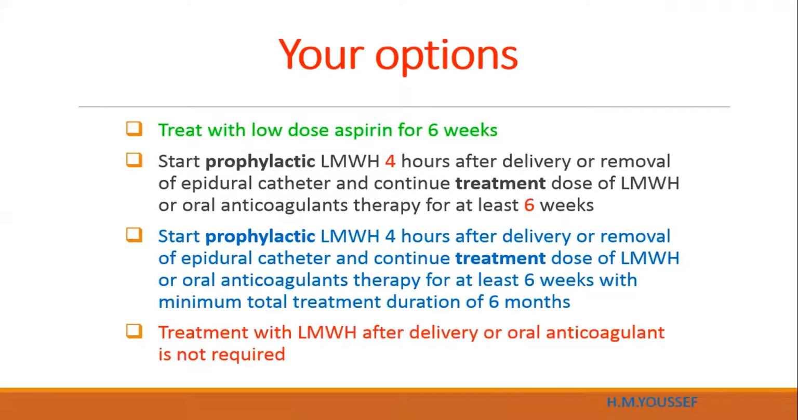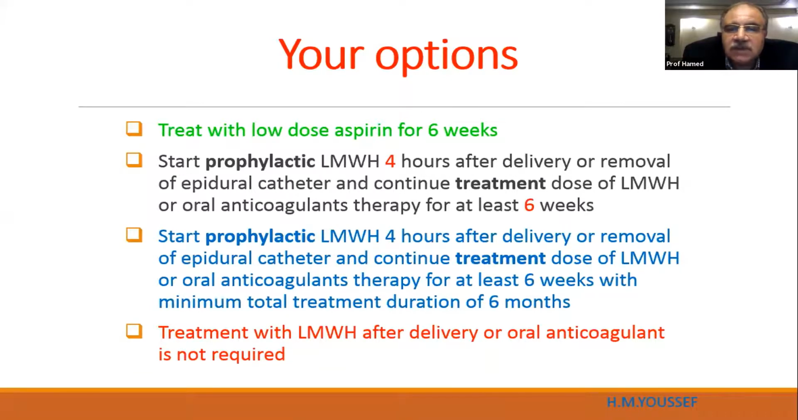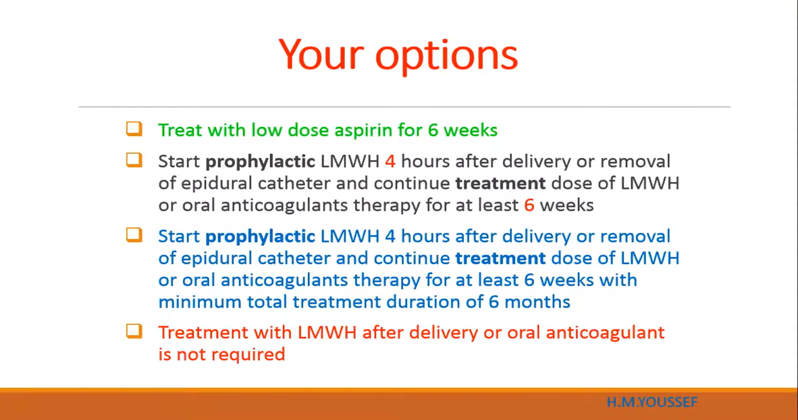You have to treat with low dose aspirin for 6 weeks, or start prophylactic low molecular heparin 4 hours after delivery, or remove the epidural catheter and continue the treatment dose of low molecular heparin or oral anticoagulant for at least 6 weeks with a minimum total treatment duration of 6 months, or treatment with low molecular heparin after delivery or oral anticoagulant is not required. See, because the patient already has DVT.